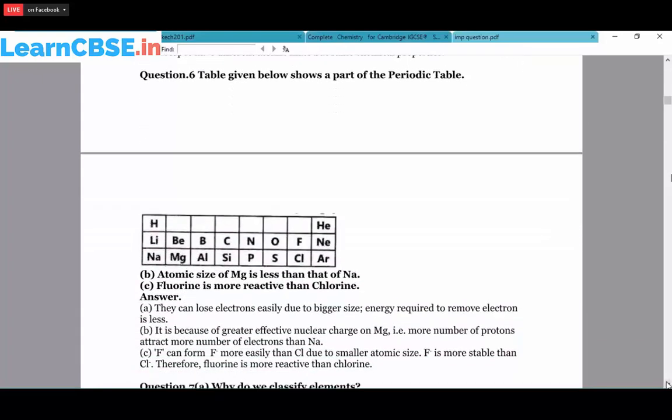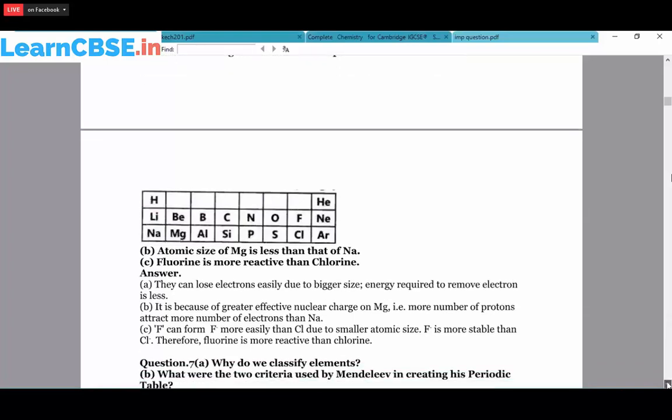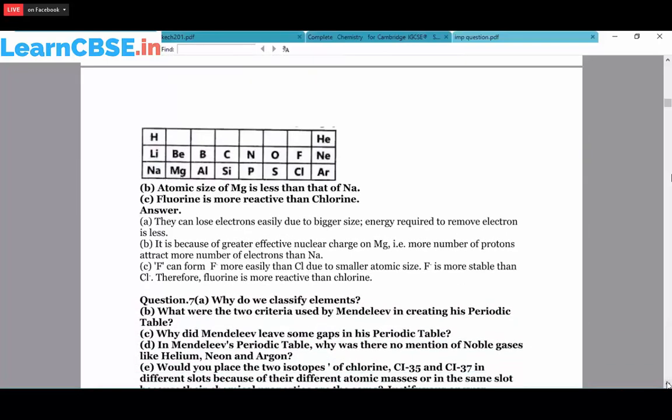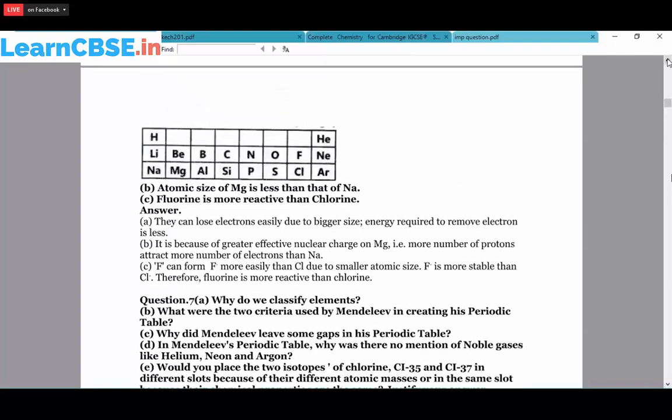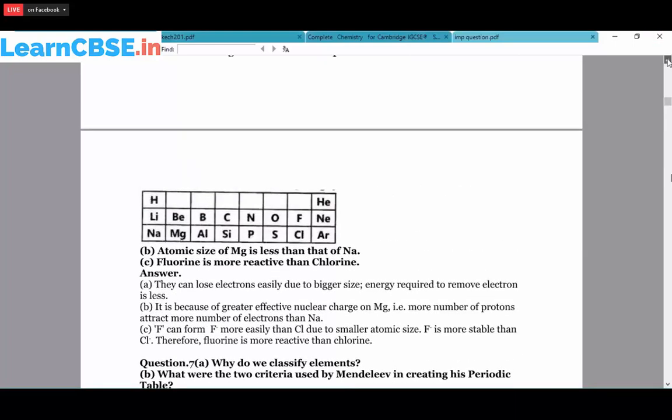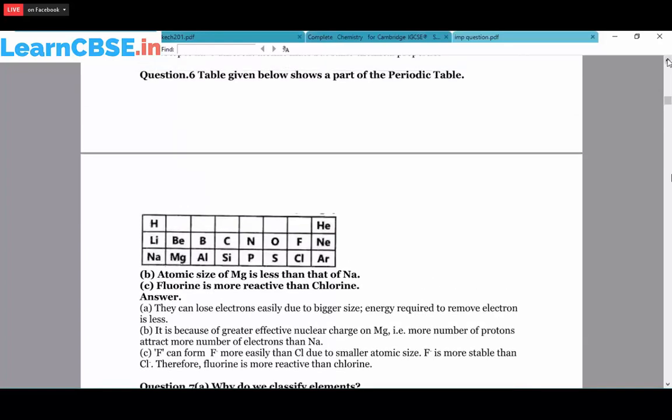Next one is question number 6. Okay, so now here they have given some of the elements which are present in the periodic table. So the first question is, they have not given the first question itself.